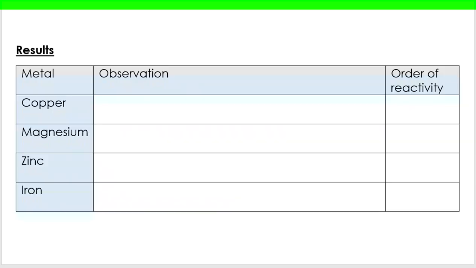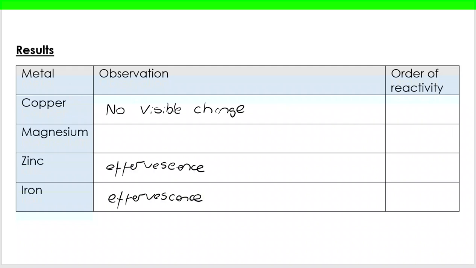Now, in terms of observations that you're going to make with these four metals, have a think about what you would see. And the first thing to say is that with copper, there will be no visible change. Copper does not react with the dilute acid. Zinc and iron, there would be some effervescence. You would get some bubbles forming on the surface, but actually they would be very, very similar to one another. You wouldn't necessarily be able to say one was more reactive than the other. Whereas magnesium would give much more vigorous effervescence. All of these observations you will be expected to be able to recall in an exam.